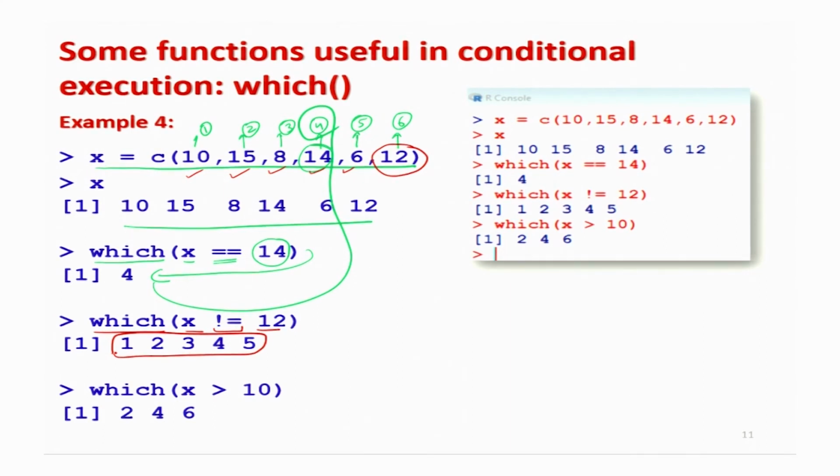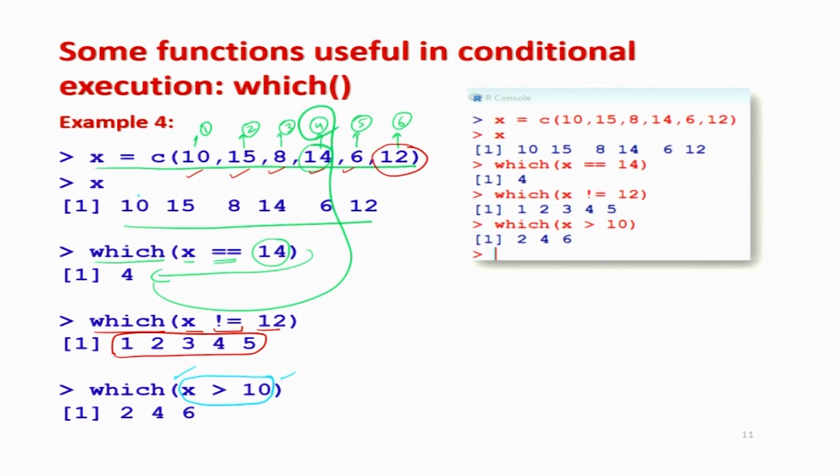So, which command will provide you the location of those numbers where the number is not equal to 12? Similarly, if you want to know out of this data set which x's are there whose value is greater than 10, I write which, and inside the parenthesis x is greater than 10. So, what will happen? This operation will go inside the parenthesis, and it will try to see what are the values where the value is more than 10.